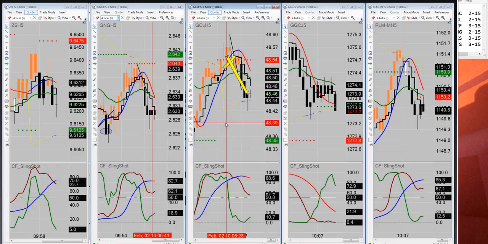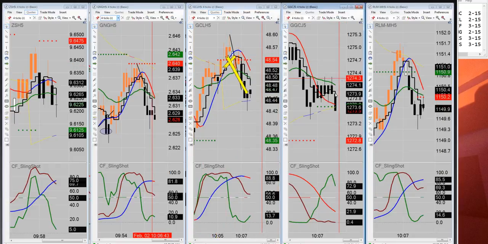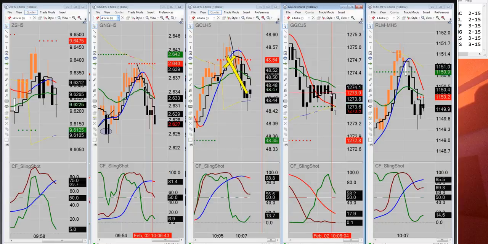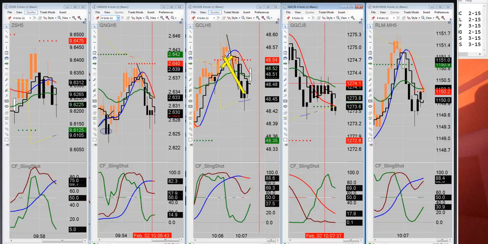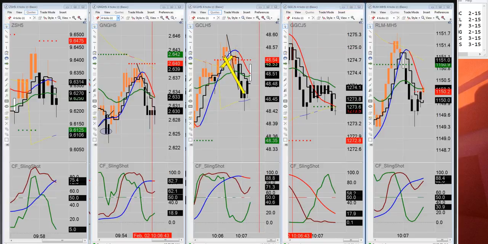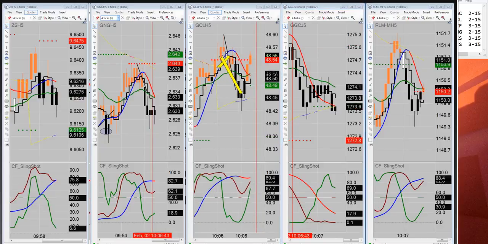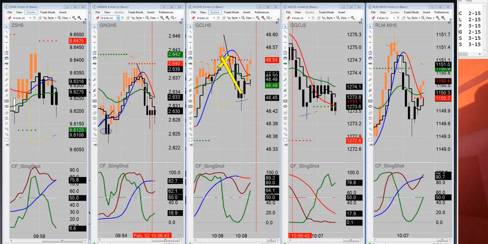Let's see. On the gold, this down close right here on gold, it's 73.9. Actually, this one right here, 73.9 was a short trade on your gold chart. Okay, it's too late to get into it now.